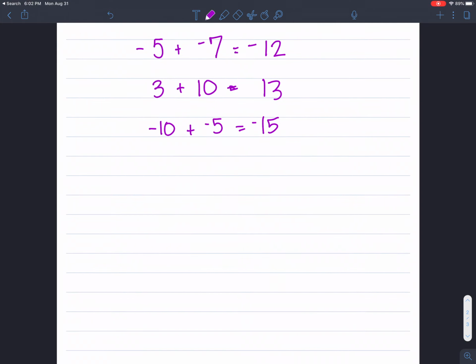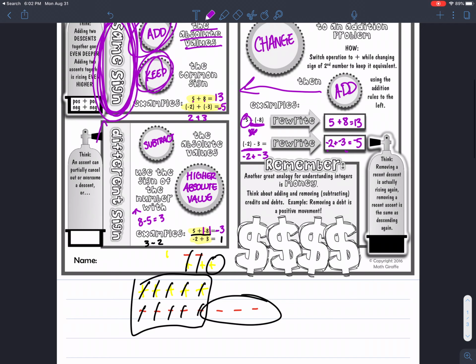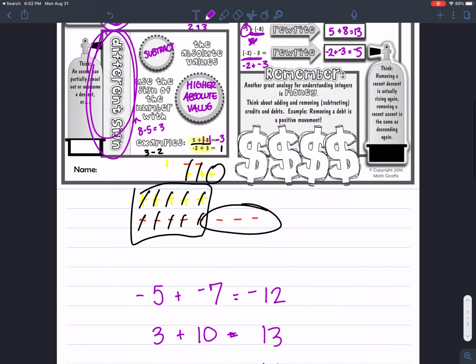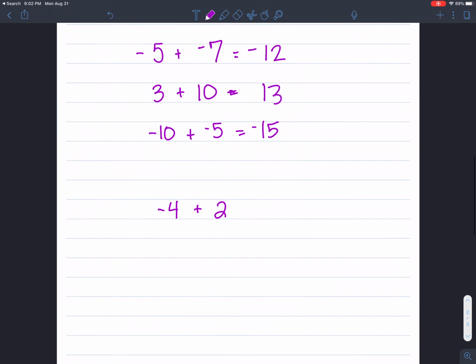So let's do a negative and a positive together. Negative 4, and we're going to add a 2 to it. Okay, so these signs are different. So we are going to subtract and take the sign of the higher absolute value. So we're going to subtract, 4 minus 2 is 2. And what do we have more of? We have more negatives than positives, so we're going to make it a negative.